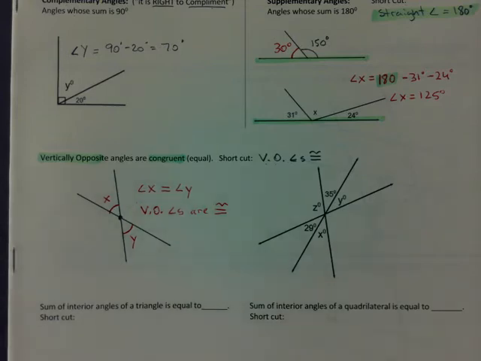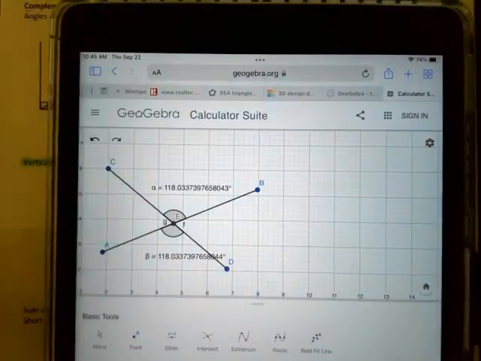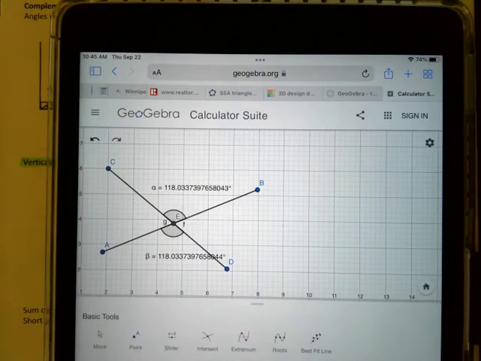And you might not believe me, so I knew you're not going to believe me, so I just quickly went into GeoGebra. Do you remember? Anybody ever heard of GeoGebra? Yeah, some of your teachers may have used it.